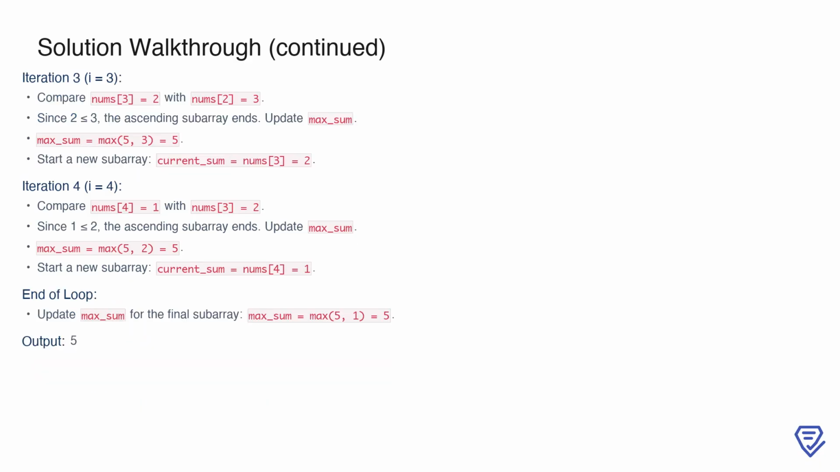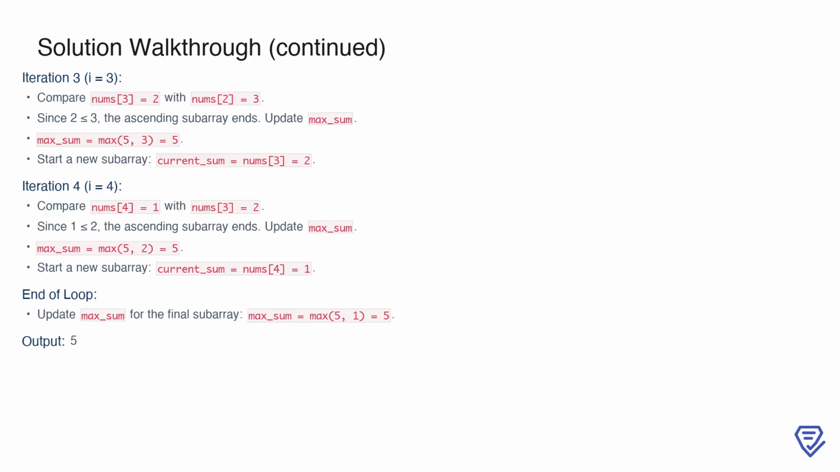In the third iteration, nums[3], which is 2, is compared to nums[2], which is 3. Since 2 is less than or equal to 3, the ascending subarray ends. We update max_sum by taking the maximum of max_sum, which is 5, and current_sum, which is 3. Max_sum stays 5, and we start a new subarray with current_sum set to nums[3], which is 2.